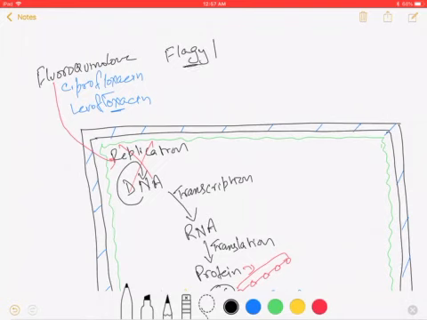Flagyl also kills bacteria by disrupting DNA replication. And where do we use Flagyl? We use Flagyl for the anaerobic coverage. It's a wonderful drug. Specifically, we use it in the intra-abdominal cavity.